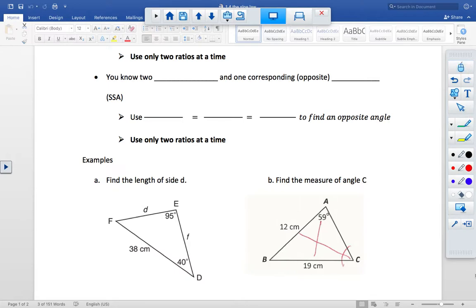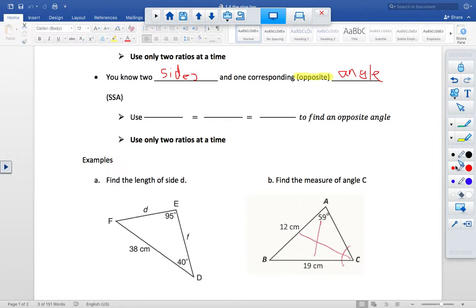If you know two sides and one corresponding opposite angle, it has to be an opposite angle. If it's not an opposite angle, then you can't use sine law. Then you can use sine law.